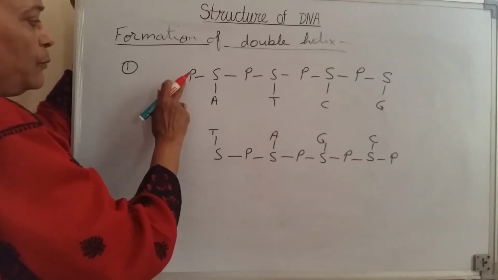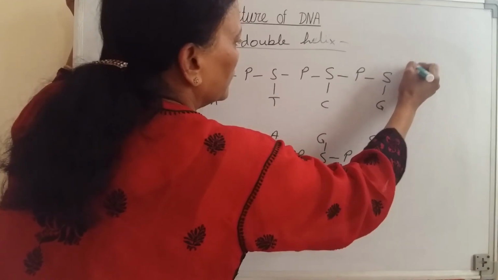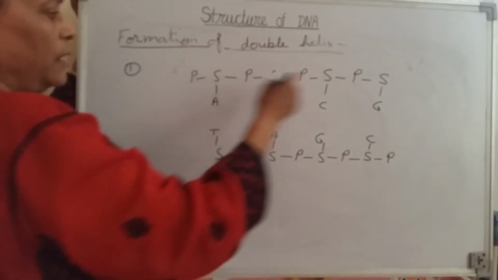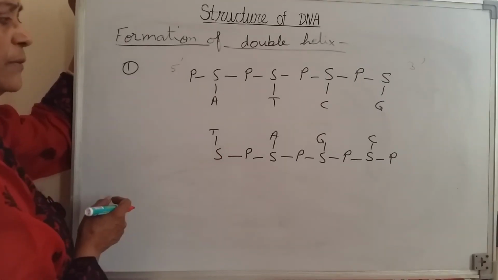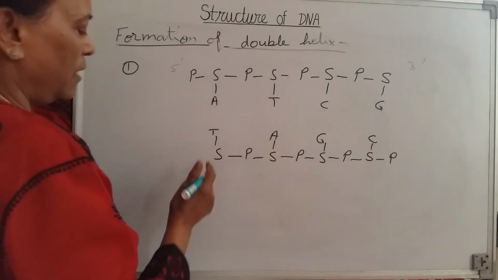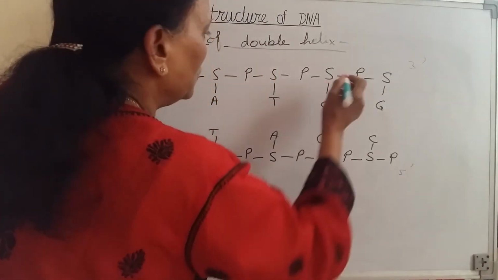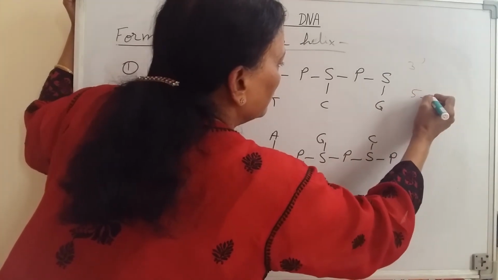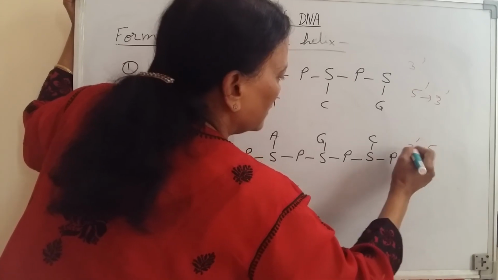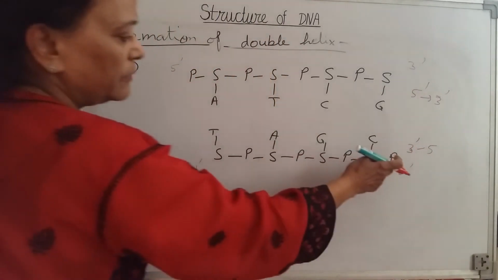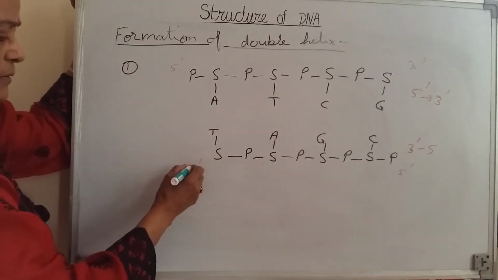If the polarity in one chain is 5-3, because we have phosphate here and free OH here, then in the second complementary strand, we will have 3-5 polarity. So in this one the polarity is 5-3 and in this it is 3-5. If here we have free phosphate, then we will have free phosphate here. If we have free OH here, then we will have free OH here.